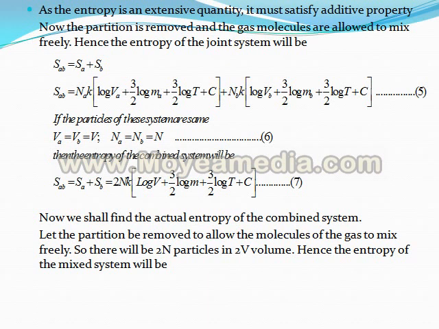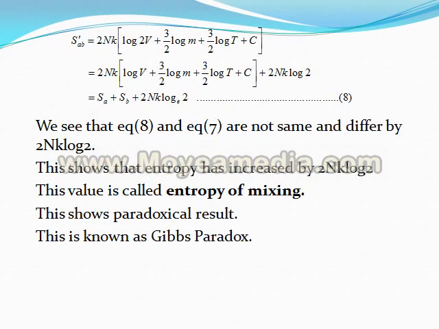Let the partition be removed to allow the molecules of the gas to mix freely. So there will be 2N particles in 2V volume. Hence the entropy of the mixed system will be S dashed AB is equal to 2NK [log 2V plus 3/2 log M plus 3/2 log T plus C] equals 2NK [log V plus 3/2 log M plus 3/2 log T plus C] plus 2NK log 2 equals SA plus SB plus 2NK log 2. This will represent equation 8.